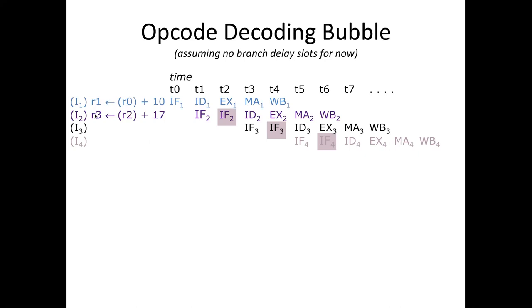But if we're being naive and we're like, well, shoot, we only fetched it. We haven't decoded it. We don't know if this is going to be a branch yet. We're going to have to wait. You're basically going to have to do the instruction decode, and then you can figure out, oh, okay, yeah, I can go ahead and fetch this next instruction I2.